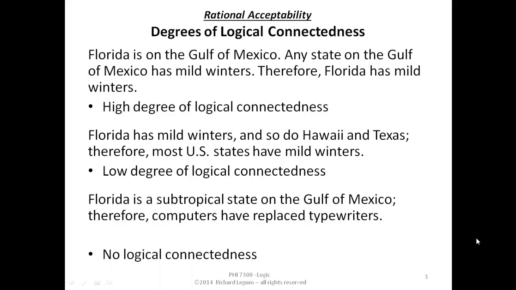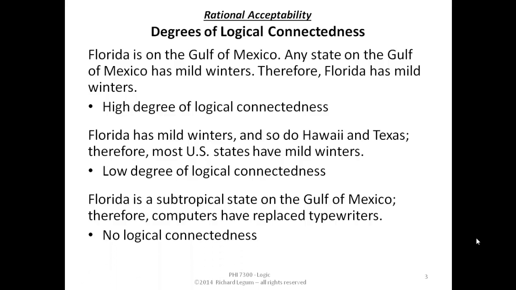And in this case, we say there's no logical connection between the premise and the conclusion. That is, if somebody tells you that, you're sitting there wondering what on earth is the connection that this person is drawing between that assumption and that conclusion.